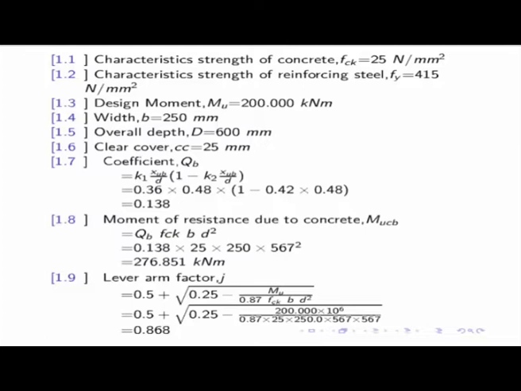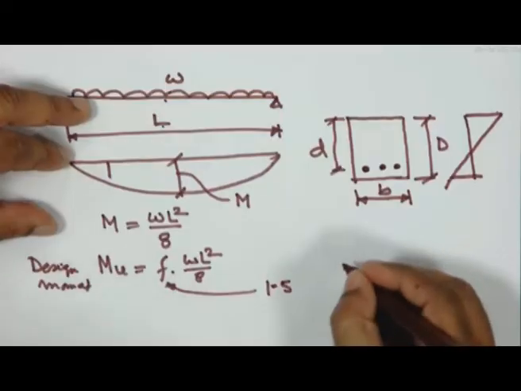And this one, the moment of resistance due to concrete, will be Qb into fck b d square, which is nothing but 0.138 fck b d square. So it is 276.851 kilonewton meter. As you can see, this is the value I am getting, 276, which is greater than 200. That means the depth we have provided is safe.